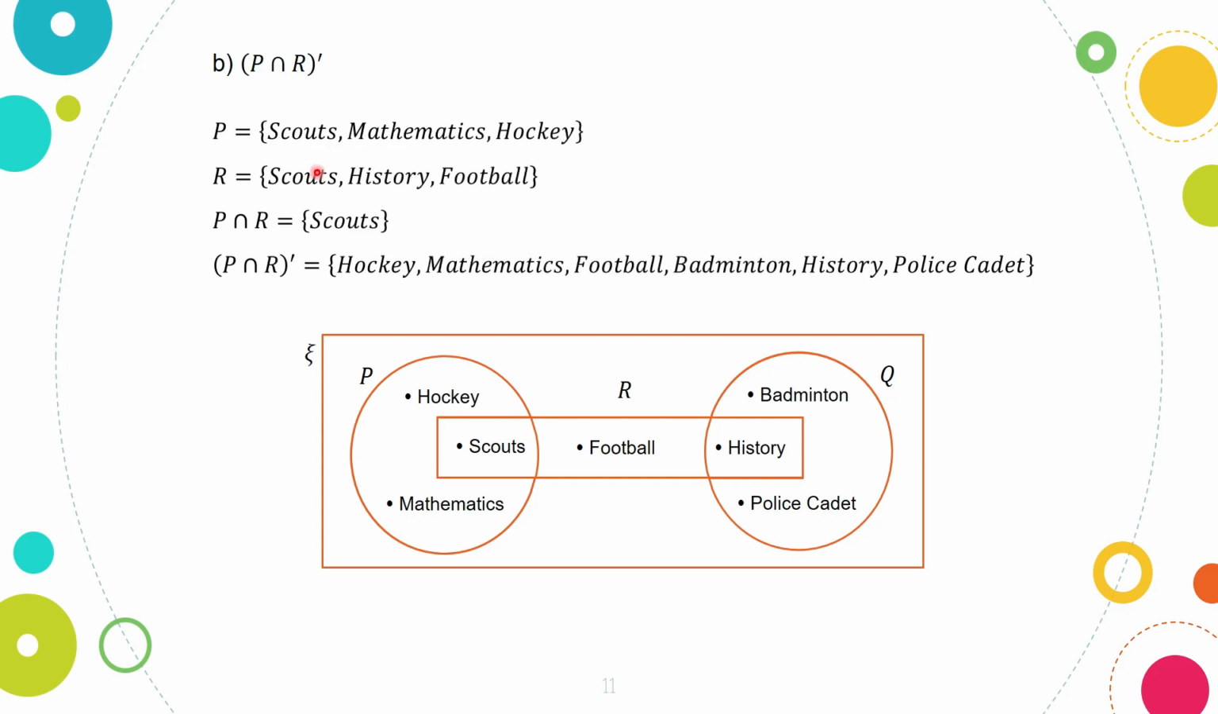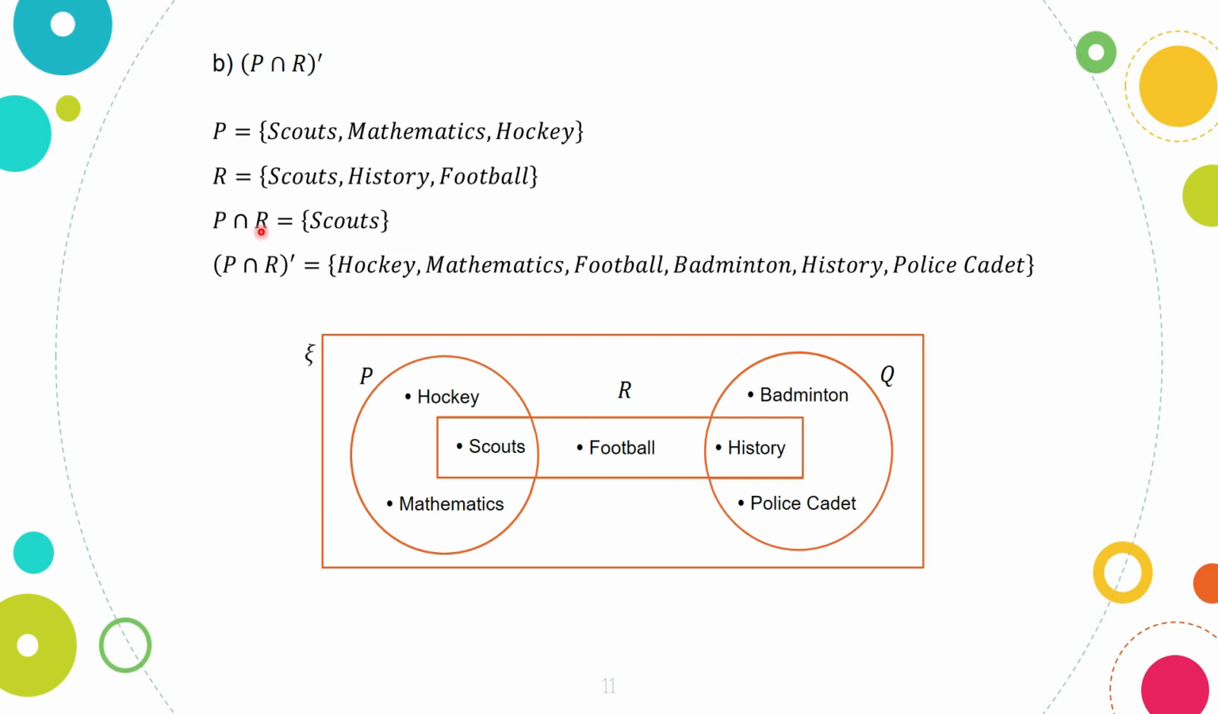Okay, just right now, for the first situation, we already determined that the element of P intersect R is scout. So what is meant by complement is the other elements that are not in this intersection. So the complement of the intersection of P and R is hockey, mathematics, football, badminton, history, police cadet.